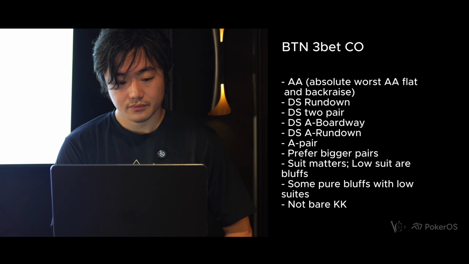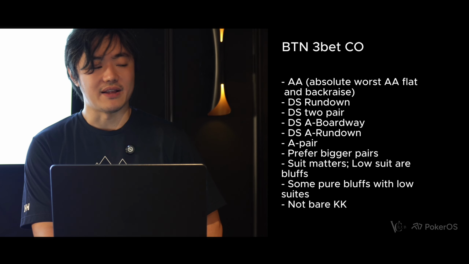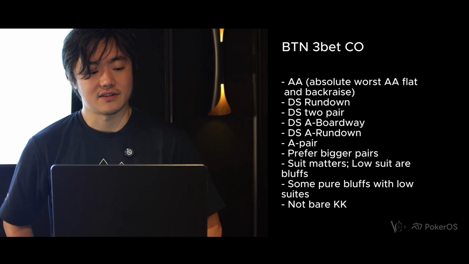So RFI we introduced in session 1. Now we talk more about 3-bets. The first one, which is very common, is button 3-bet versus cutoff. Back to this one: the first line, cutoff opens 31%, button 3-bets 7%. So what are the 7% of hands that we're playing?